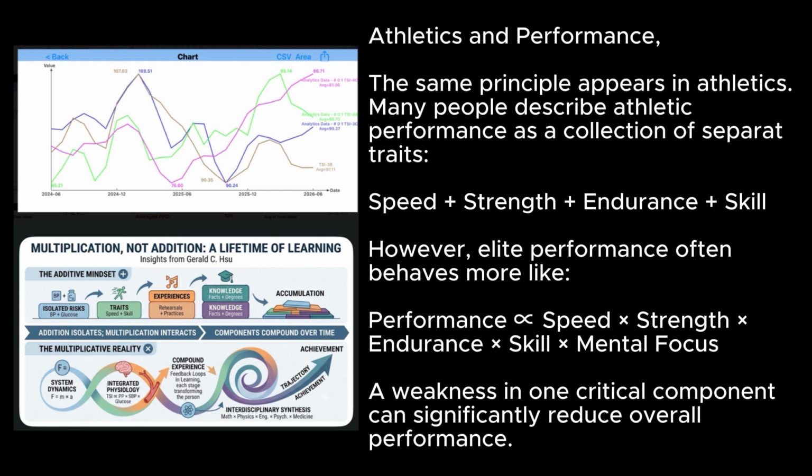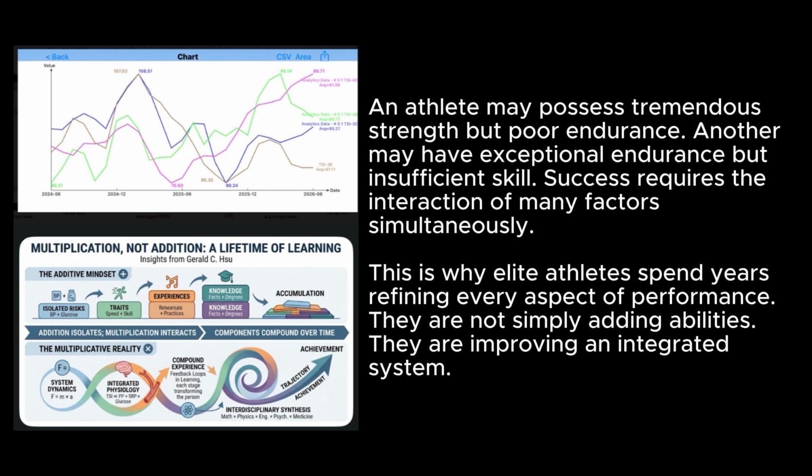A weakness in one critical component can significantly reduce overall performance. An athlete may possess tremendous strength but poor endurance. Another may have exceptional endurance but insufficient skill. Success requires the interaction of many factors simultaneously. This is why elite athletes spend years refining every aspect of performance. They are not simply adding abilities, they are improving an integrated system.